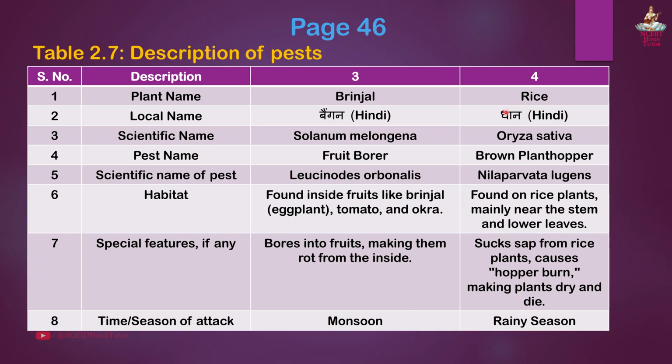Next, rice. Local name dhan, Hindi. Scientific name Oryza sativa. Pest name brown plant hopper. Scientific name of pest Nilaparvata lugens. Habitat: found on rice plants, mainly near the stem and lower leaves. Special features: sucks sap from rice plants, causes hopper burn, making plants dry and die. Time season of attack: rainy season.